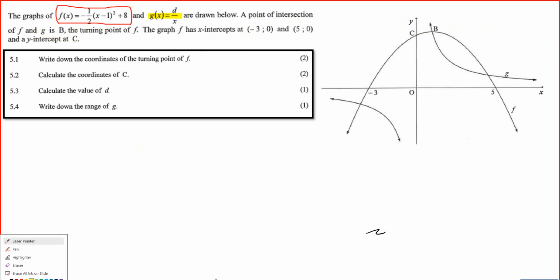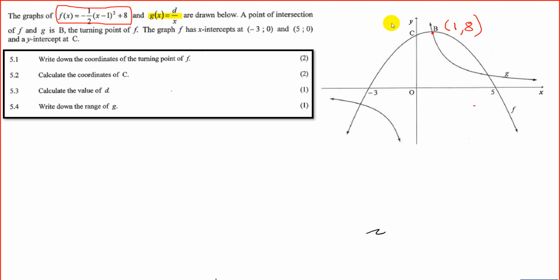So if it is our turning point, we're going to go to the diagram, and from the f of x equation, we can pull out our turning point. From the equation, it's x minus 1. We change the sign to 1, and our y value of our turning point is 8. So we got that directly from the equation. We have x minus 1, you change your sign to a plus 1, and the y value of the turning point is 8.